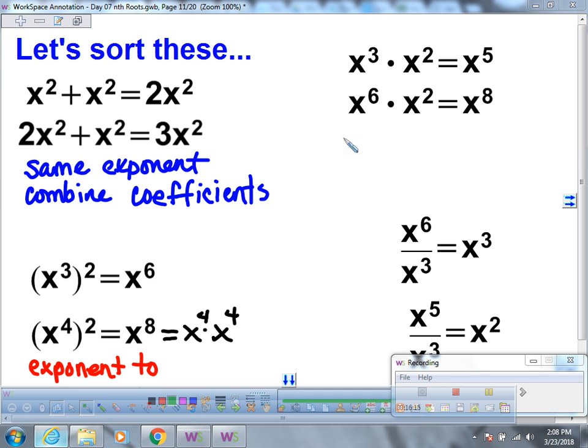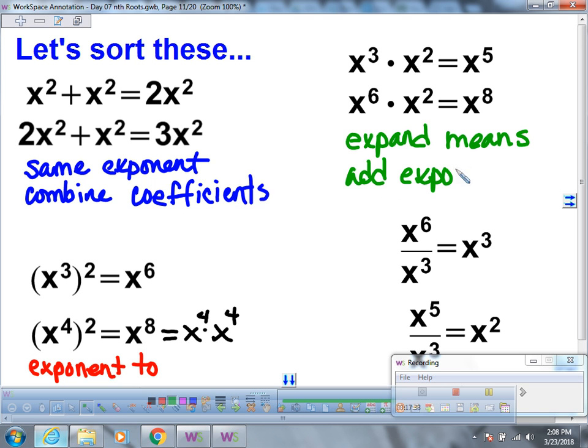Combine what? We need to come up with a better one for this one. I don't know how else to say it right now. Expand means add exponents. Can we come back if you guys can come up with a better one? But this is multiplying too. Do you see what I mean? I'm trying to make it so you guys don't get these 2 things mixed up anymore.